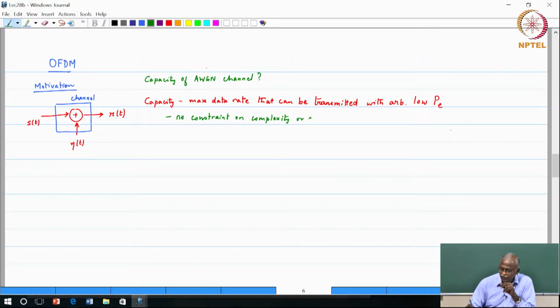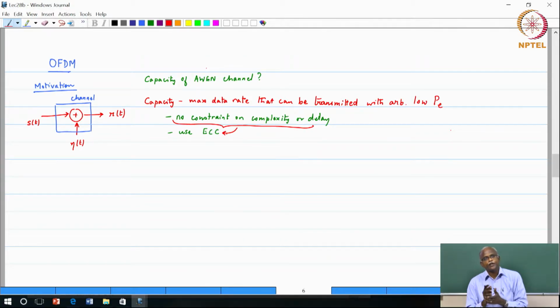Now, where would complexity or delay come in? It will not come in the modulation and the demodulation. It will come in the error correction that you apply. So, you may use error correction coding, ECC, or forward error correction, FEC, if you are used to that, and it can be as complex as you want. No constraint on complexity or delay primarily says you can use very, very complex encoding and decoding schemes.